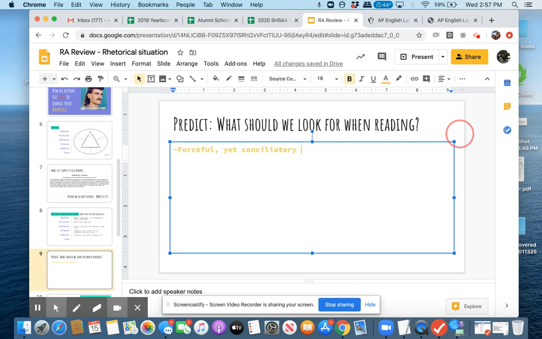Other things that we look for when reading, I'm going to look for maybe some shifts, to see if he goes from one tone to another tone. That's certainly something to look for as we read through this. Let's look for patterns of diction, right, of word choice. Do we see words in here that are forceful, that are conciliatory, to talk about that tone that we predicted at the beginning? Are there patterns in here where he is directly addressing his audience, maybe, because we know this is a letter?